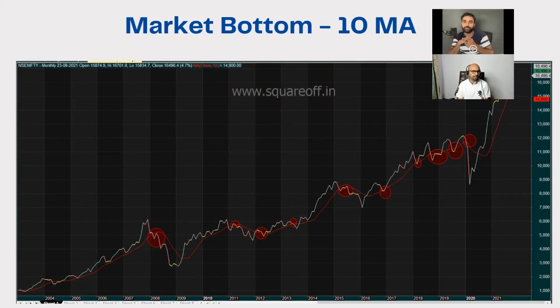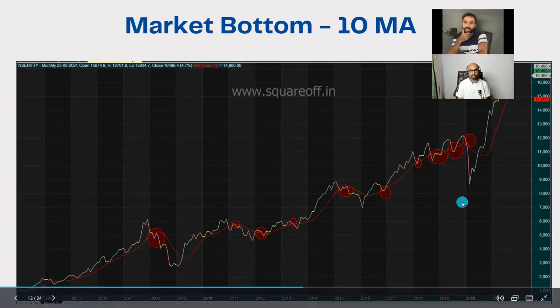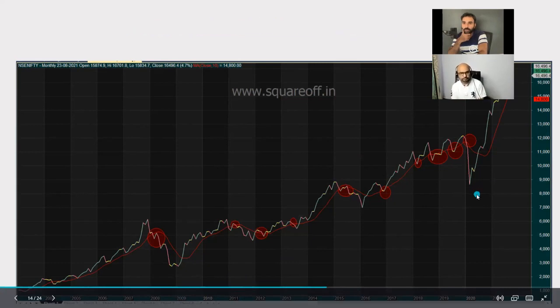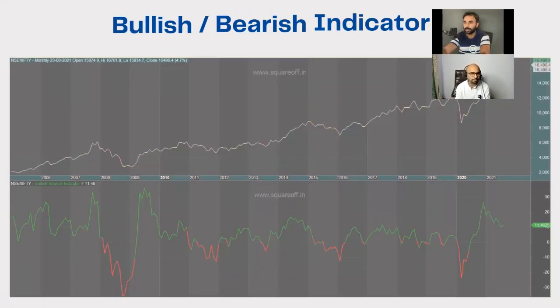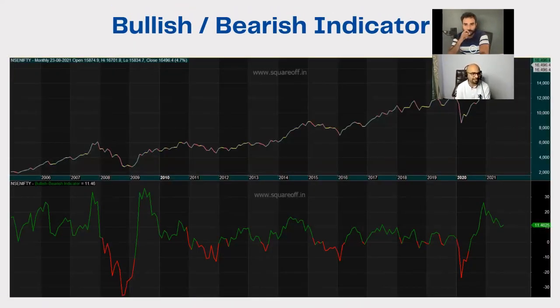Maybe, I don't know, we haven't backtested, we can find a solution in between, say just below the 10 MA by a certain percentage. If it falls that far, then the chances of recovery are very low. So maybe something between the two. Yeah, I have a parameter for that also. Let me explain that parameter. This is a bullish-bearish indicator that I have created based on this same 10 MA.